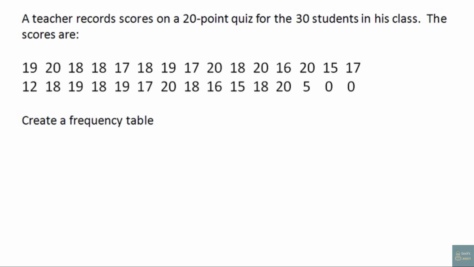So a teacher records scores on a 20-point quiz for 30 students in his class, and the scores are shown here. Let's try to create a frequency table for this data. And so we're going to create a chart, and we're going to have our data value and our frequency data. Now, this is no longer qualitative data, but it's now quantitative data, right? Because we're looking at numbers. But we're still going to treat it similarly. We're going to look at each score as our data, and then the frequency of that corresponding score. So maybe I'll even change this to say score.